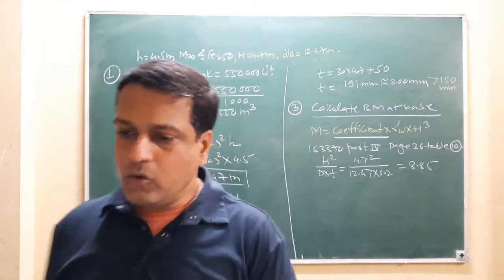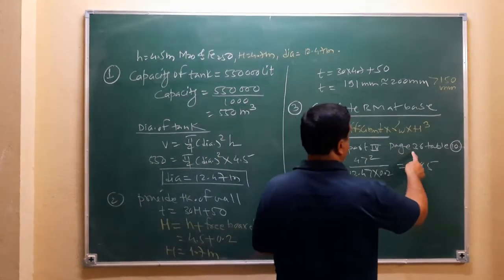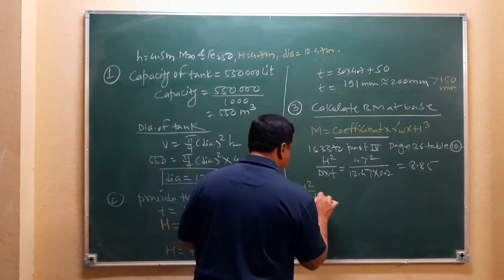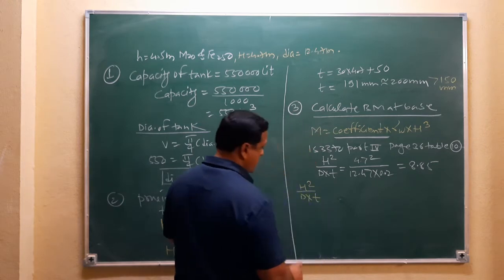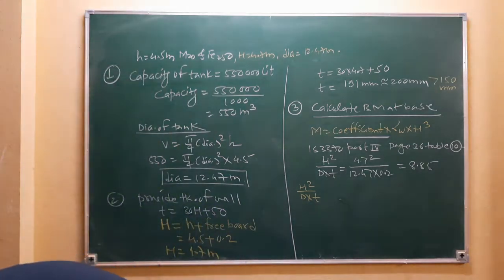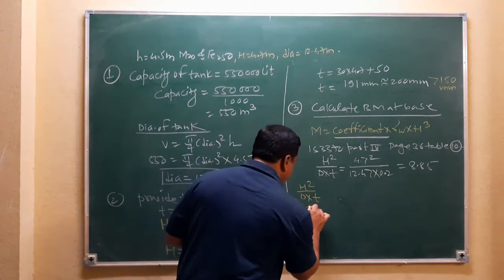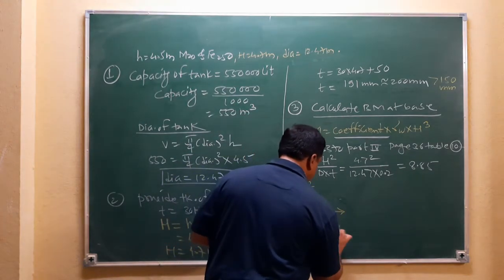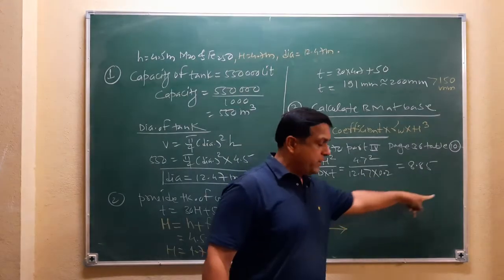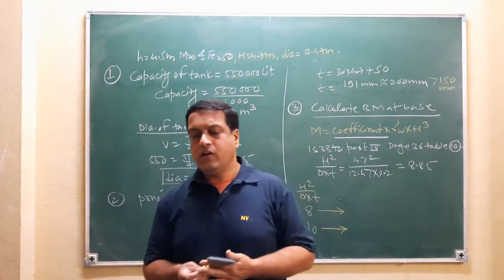Now you have to go for the table. Refer to page number 36, table number 10. Here, H square upon D into t ratio. Our ratio is 8.85, so it lies in between 8 to 10. Now you have to pick the maximum value for 8 and the maximum value for 10.